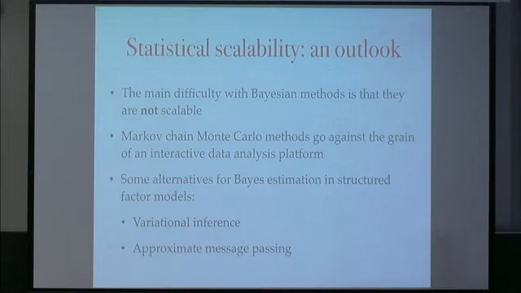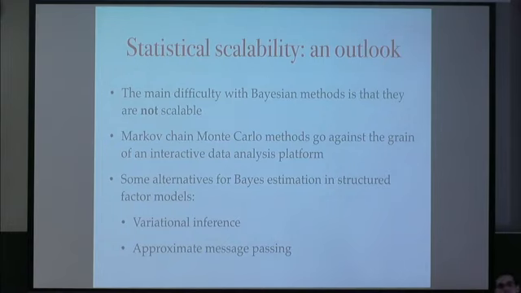But the main difficulty with using a fully Bayesian approach is the statistical scalability. Bayesian methods are simply not scalable. So we can apply this to a case where we have, say, a few hundred different bacterial species, and again on the order of hundreds of samples. But if you're looking at, say, thousands of metabolites, or bacterial strains, or thousands of genes, then this quickly becomes unwieldy. And the methodology that we're using, which is Markov chain Monte Carlo, seems to go against the grain of an interactive data analysis in biology.